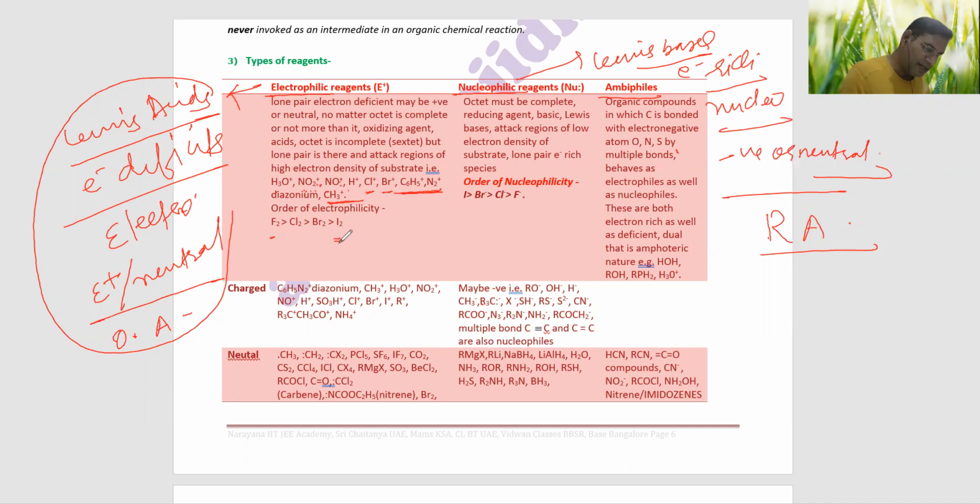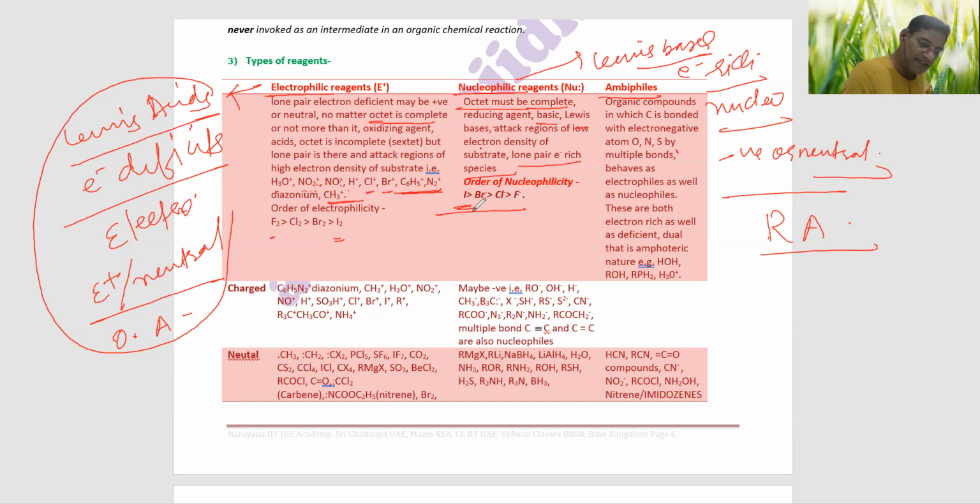Now see, this was about the electrophilic reagents. What about nucleophilic reagents? Electrophiles have an incomplete octet, while here the octet must be complete and a lone pair must be there. These are electron rich species, so basic, Lewis bases, reducing agents. Their order of nucleophilicity: F⁻ will have the least, and I⁻ will have the maximum. Then Br⁻, then Cl⁻, and least is F⁻.